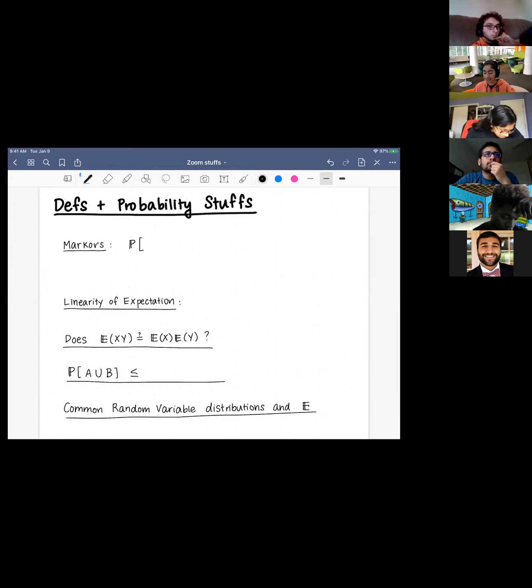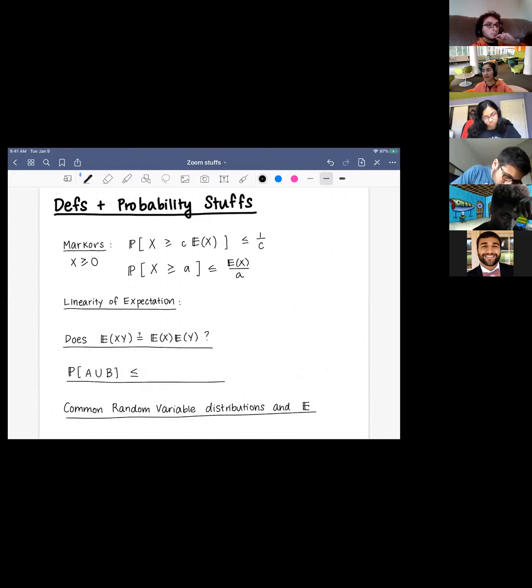So Markov's inequality is just saying that if you have some random variable x, but not just any old random variable, it has to be greater than or equal to 0, then the probability that that random variable is greater than or equal to some constant c times the expected value of that random variable is less than or equal to 1 over c. That's Markov's inequality, but another way of seeing it, which is useful, is if it's written out this way. Just knowing that these two are equivalent, if you pick a to be c times the expected value, then you just get a different version, which is really useful.